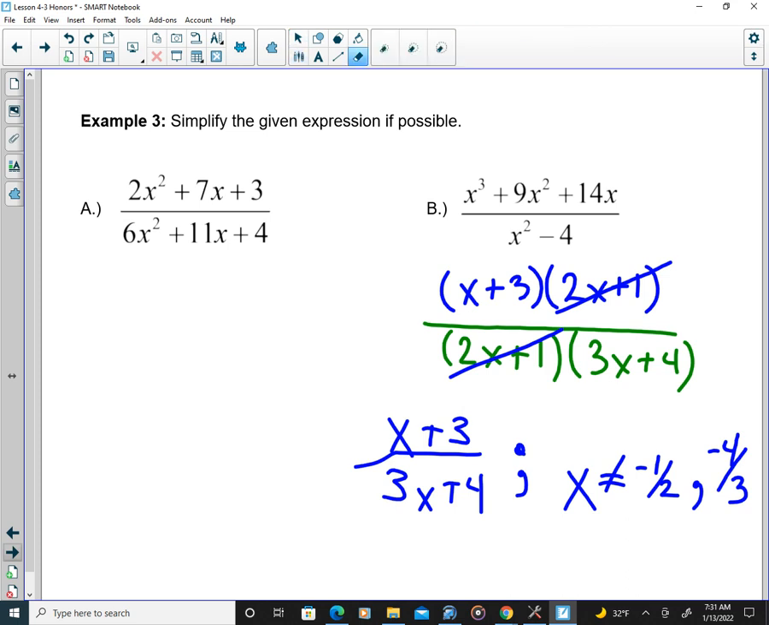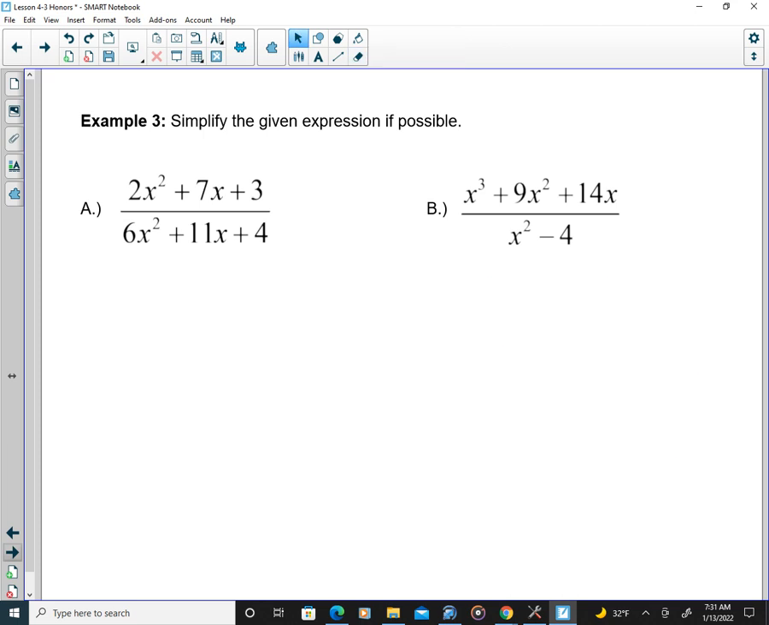Alright, so let's try one more of these. This last one, if you look in the numerator, this is a cubic expression. It's a cubic trinomial, but if you notice, all three terms at least contain 1 x. So the first thing we're going to have to do to factor the numerator is factor out an x from all three of these terms. So we're going to pull out an x.